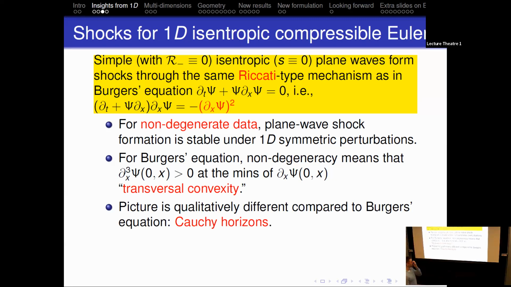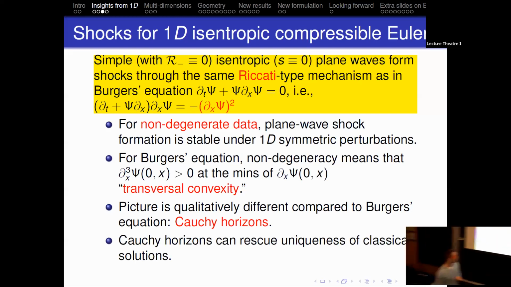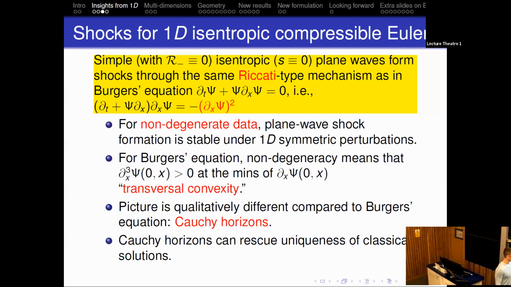Now, there's something very different about fluid equations compared to Burgers' equations, and that's the presence of a second speed of propagation. In Burgers, there's only one transport direction. In fluids, there's two, L and L bar. And the second direction leads to the formation of Cauchy horizons, which is not something you see in Burgers. And there's something nice about Cauchy horizons, which is that they can, in a sense, rescue uniqueness of classical solutions. So I'll show you in the picture what I mean by this.